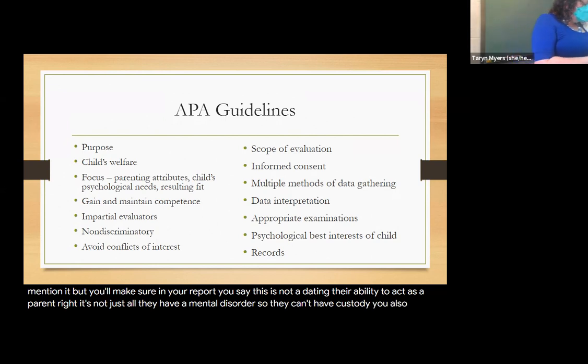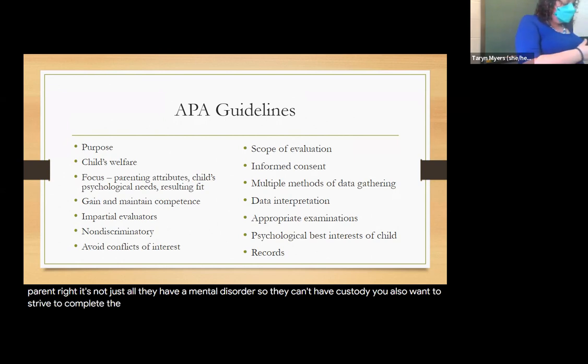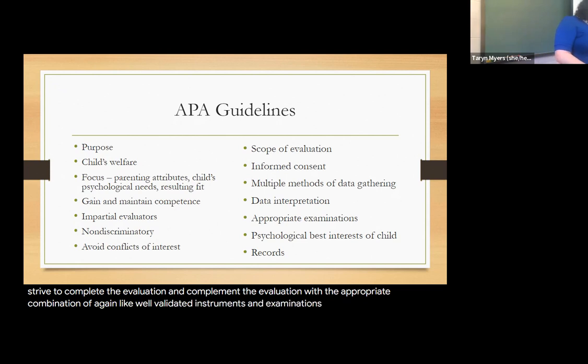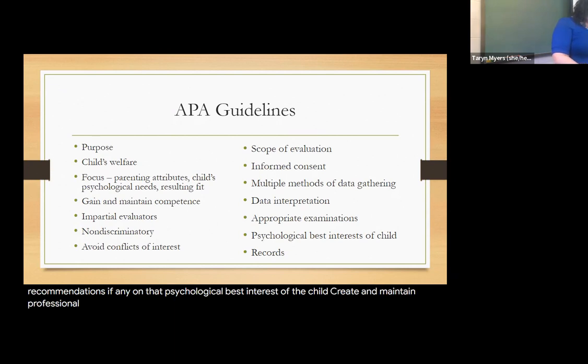You also want to strive to complete the evaluation and complement it with the appropriate combination of well-validated instruments and examinations. And you strive to base your recommendations, if any, on the psychological best interest of the child. And you also have to create and maintain professional records in accordance with ethical and legal obligations.